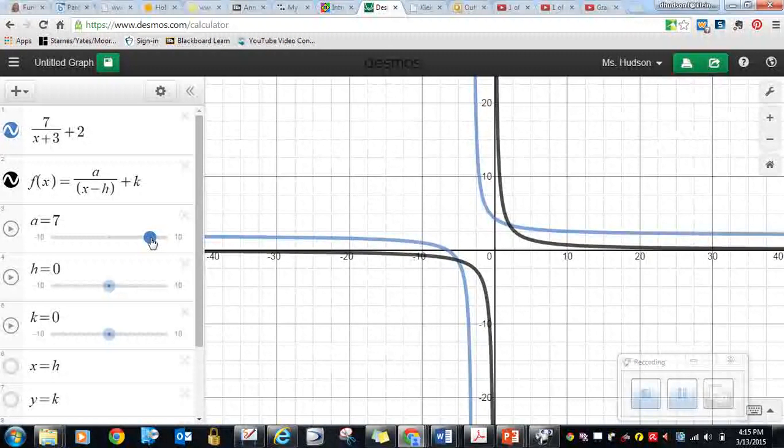Now you can see it's about the same shape. Stretches and compressions do not change the location of our asymptotes, however. And they don't change our domain and range.